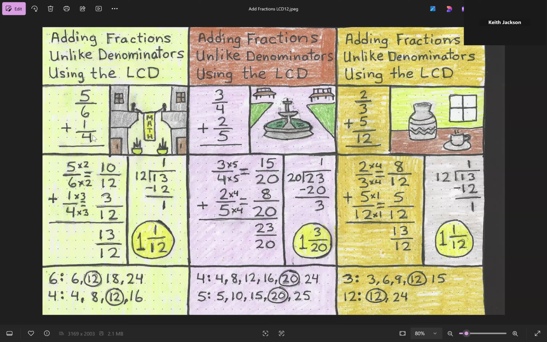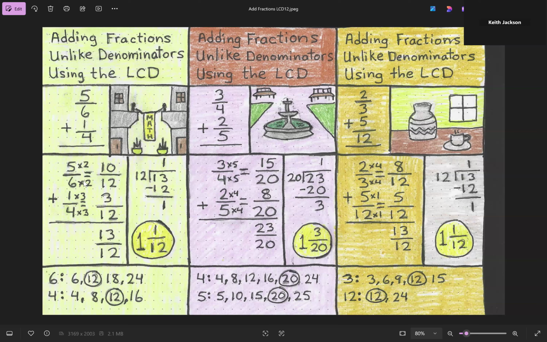For these two fractions, I'm just going to put 12 here as a denominator and 12 here as a denominator, and then I'm going to compare them this way. I know that 4 times 3 will give us 12. Whatever I do to the bottom, I do to the top, so 1 times 3 will give us 3. And so 1/4 is equivalent to 3/12, and we have that squared away.